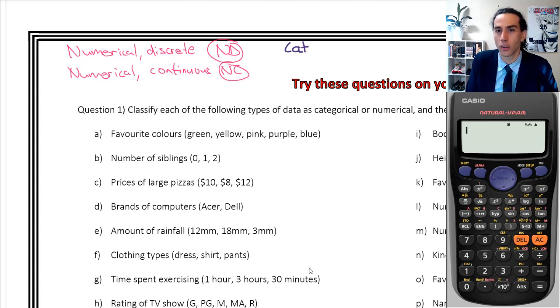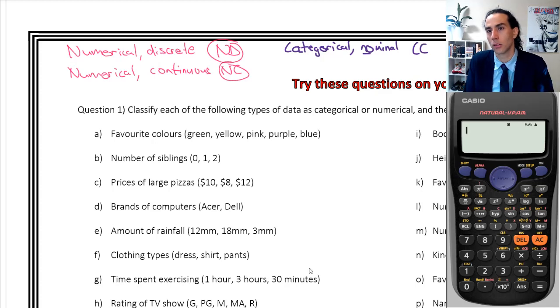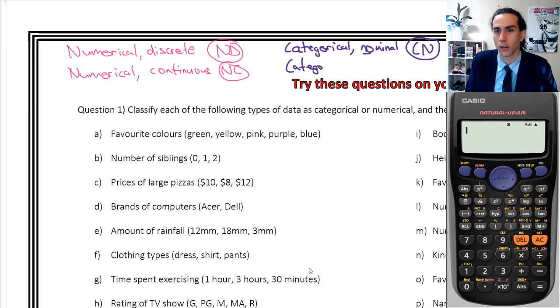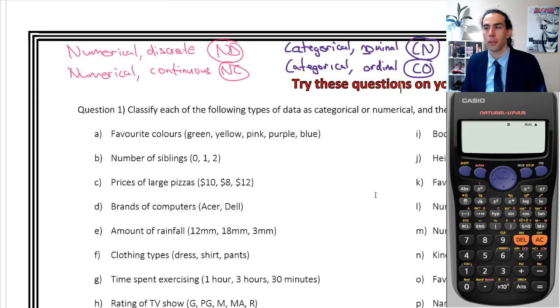Categories. Categorical. Nominal, so there's no order. So you see how nominal starts with no? So there's no order to it. CN. It's going to do brackets for some reason. And categorical ordinal, CO. So keep things simple.